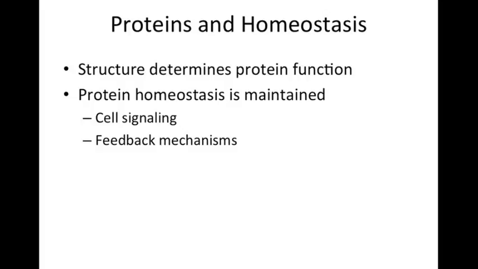And these signals can be issued from inside of a cell, from an organ, or from a group of organs, depending on the extent of the changes that the organism is responding to. Also, protein homeostasis can be maintained through feedback mechanisms. Feedback mechanisms also help maintain protein homeostasis, and they also involve multiple organs.